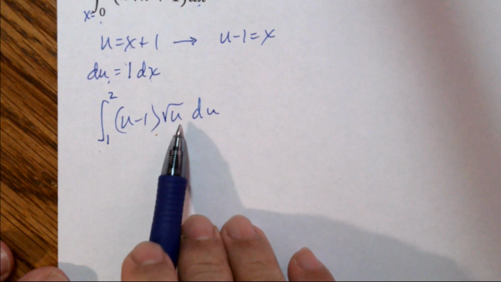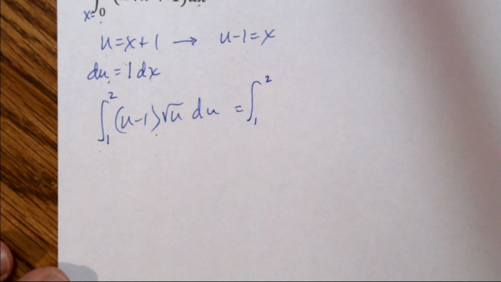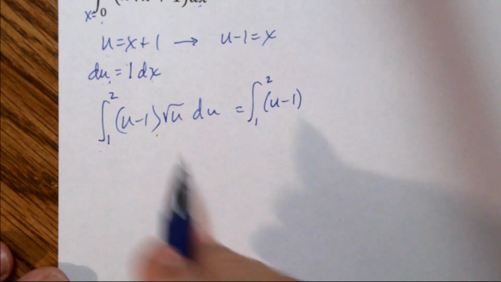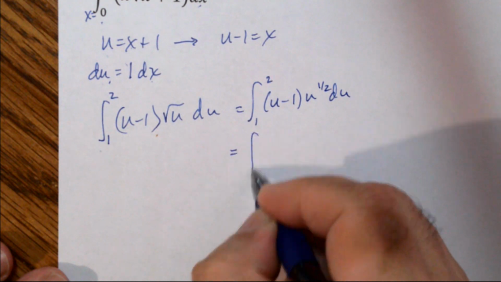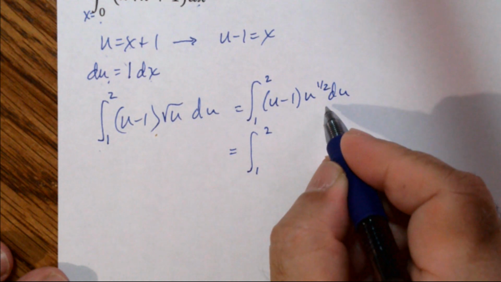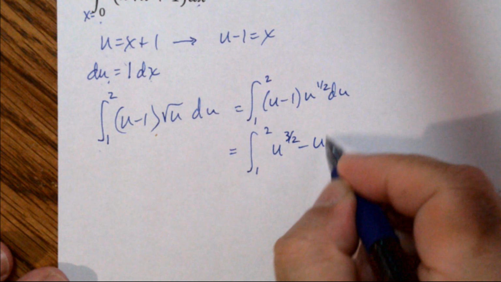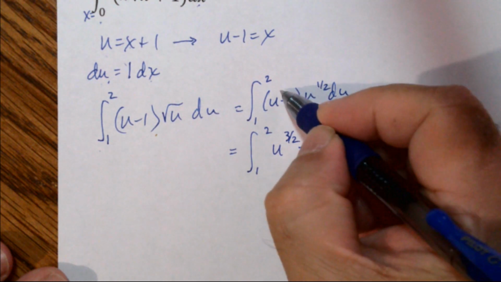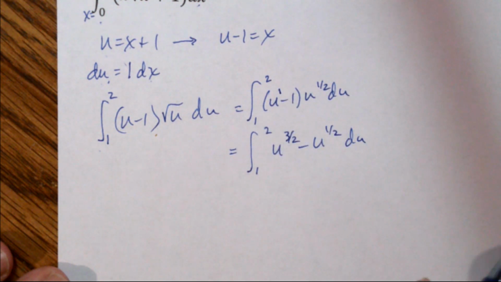All right, let's continue that. Now, I'm going to do an algebraic rewrite just to make things easier to understand. So that's u minus 1. Square root of u is u to the 1/2. And then what I'm going to do is distribute that u to the 1/2. So u times u to the 1/2 is u to the 3/2. And 1 times u to the half is u to the half. So if you're wondering where that 3/2 comes from, remember u is u to the 1. So it's 1 plus a half. 1 plus a half is 3/2.